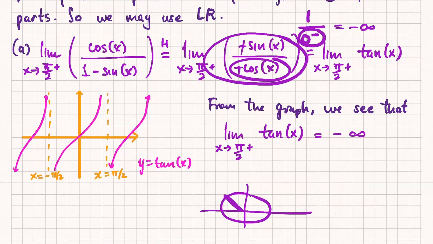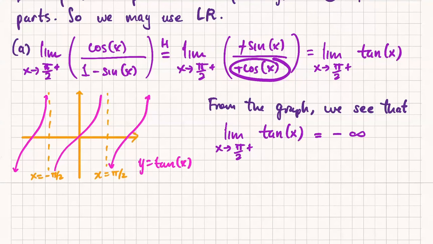In either case, you have to do some sort of sign analysis. Do not forget your techniques from the beginning of the course with vertical asymptotes. Vertical asymptotes always come down to a sign analysis of the top and bottom. In this particular case, I decided to look at tangent of x directly, because I have that advantage. All right, now let's look at part B.